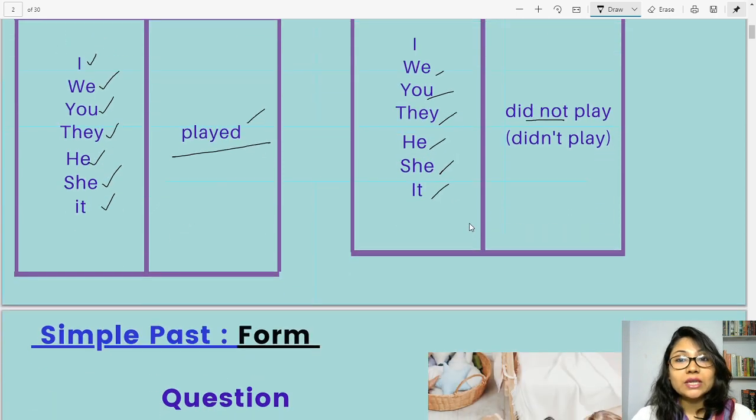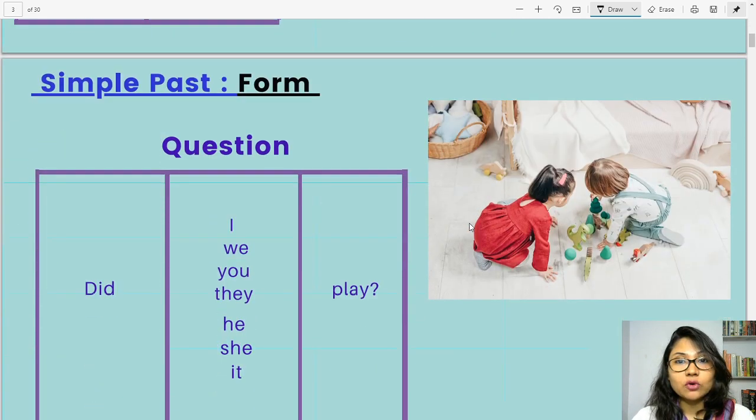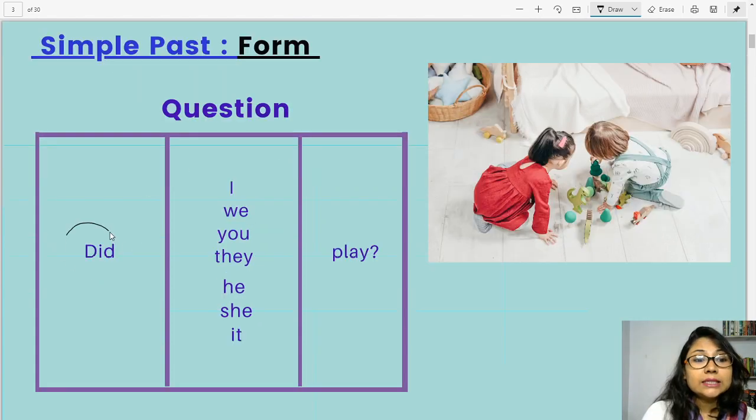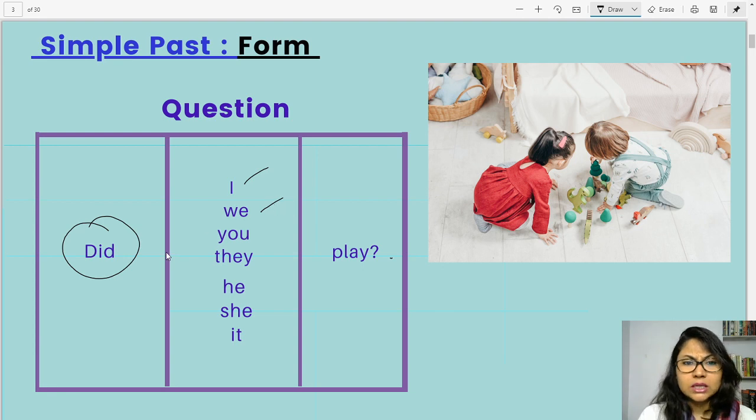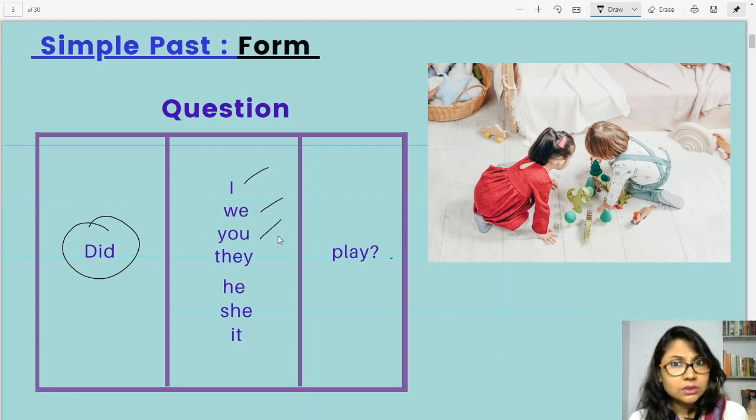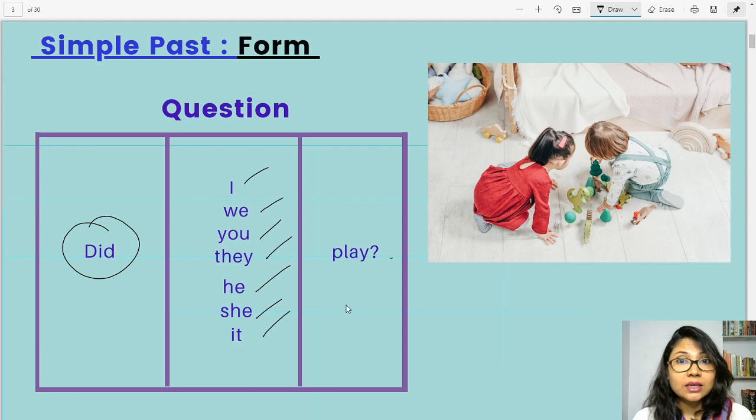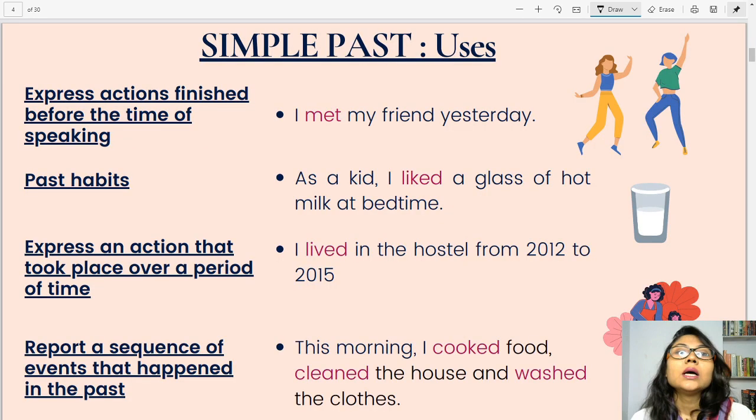Now let's move on to the next form, that is the question form. Did I play? Did we play? Did you play? Did they play? Did he play? Did she play? And did it play? Alright, so these are the forms.